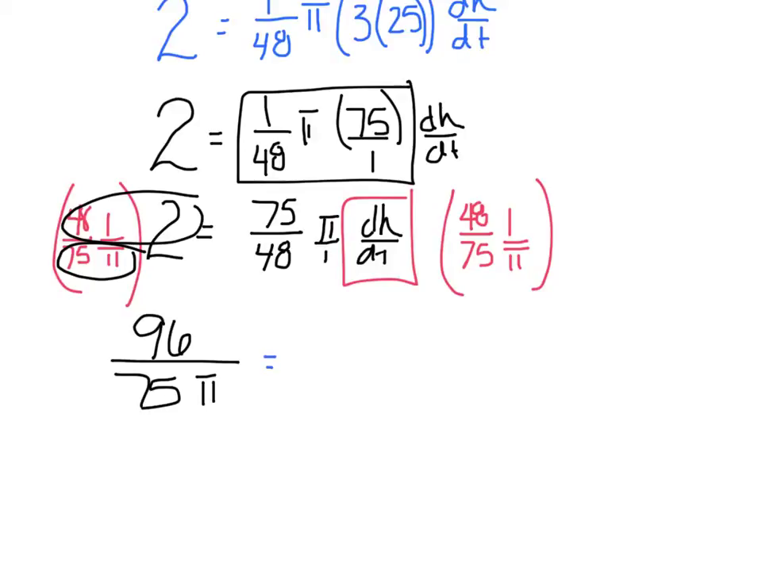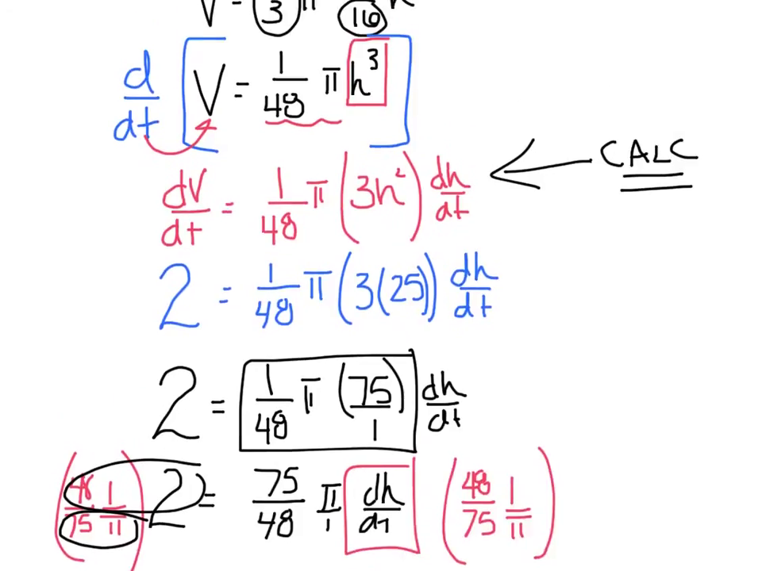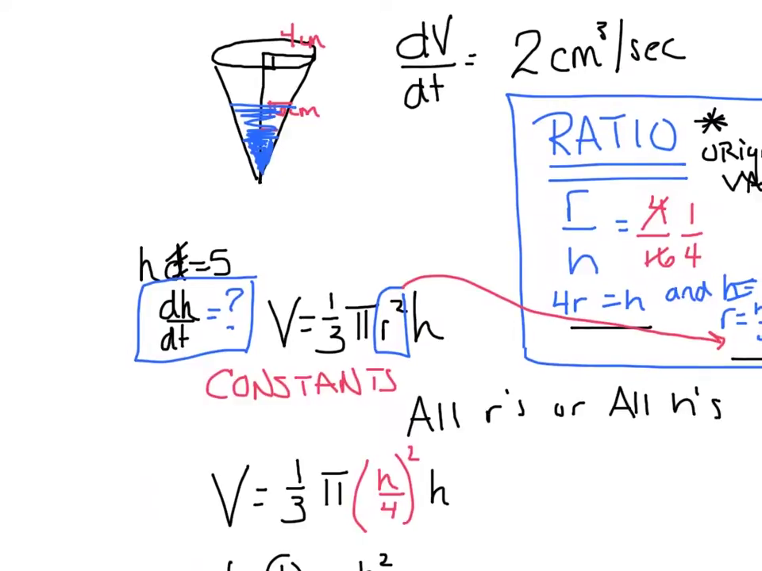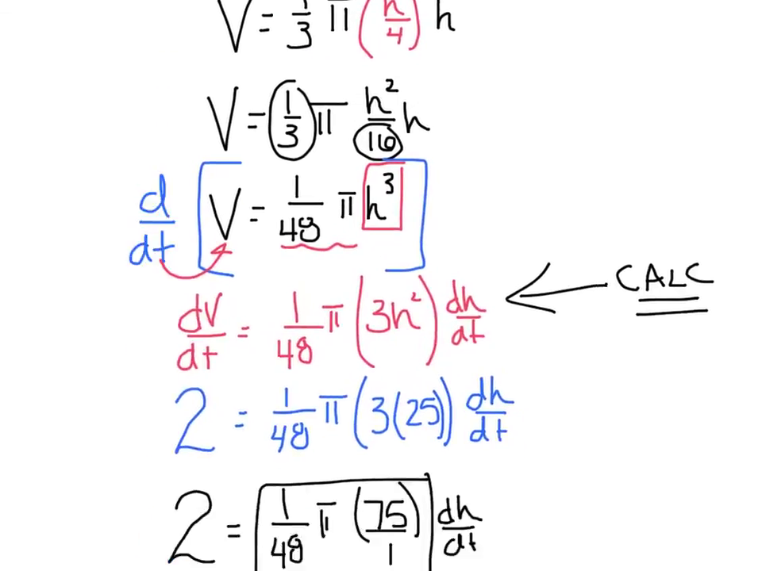I would say both numbers are divisible by 3. So I get a 25 pi in my denominator. And on top, 32. Now, lastly, this guy just needs some units. So if I go back and think about what I was finding, the rate of change of height. And the height was in centimeters per second.